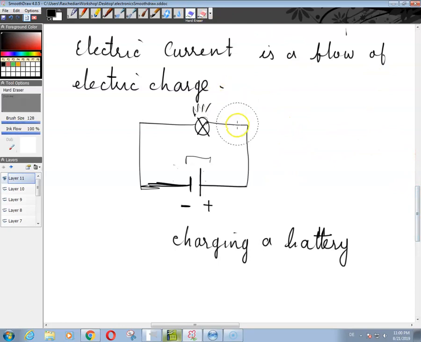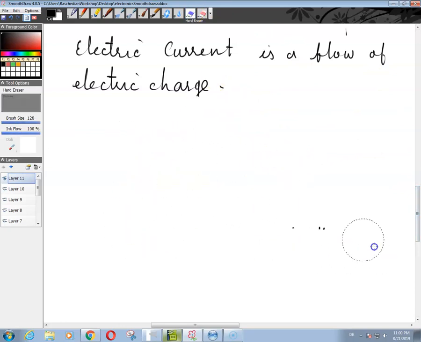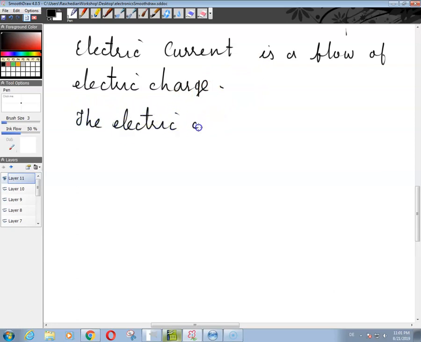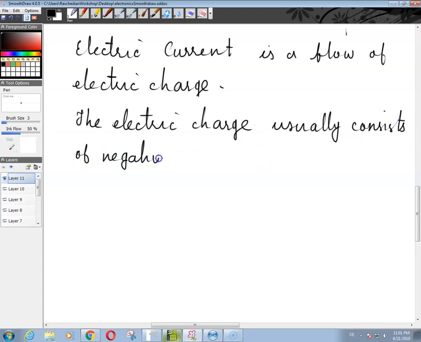So we said that an electric current is a flow of electric charge. Now the electric charge usually consists of negatively charged electrons.